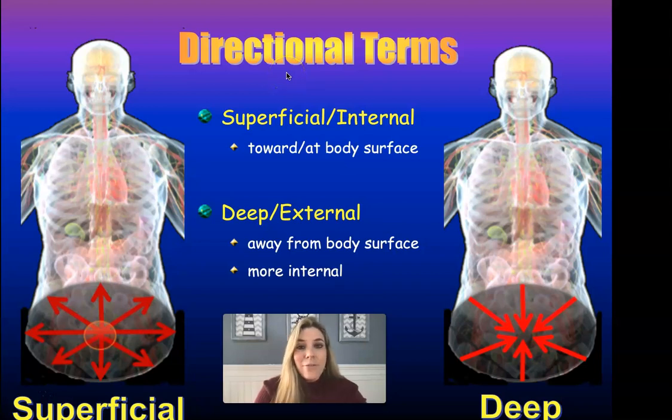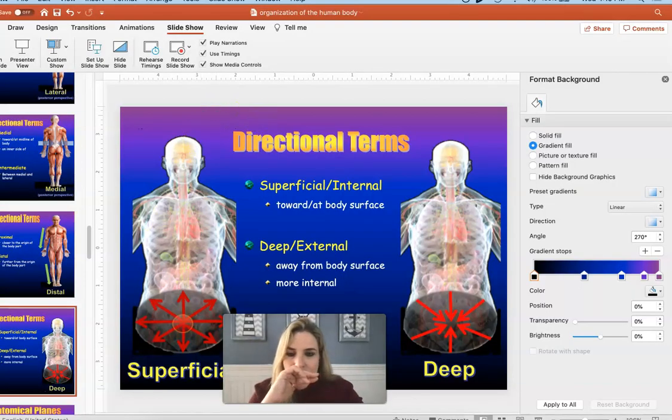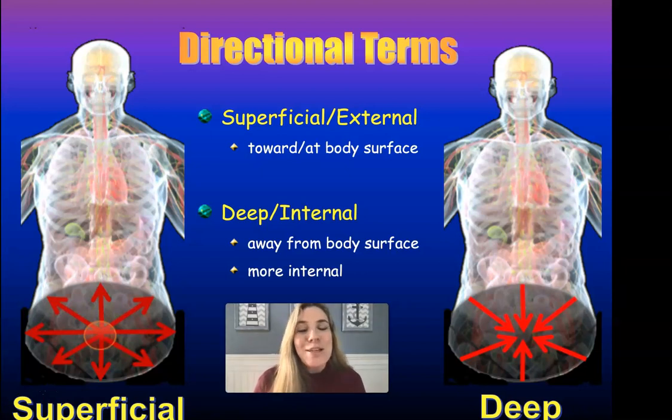And finally, we have directional terms dealing with how close something is to the surface or how deep it is. So we have superficial as the term that means toward or at the body surface. So you can look at something as how deep into the body it is or how close it is towards the surface. So two more terms that are opposites of each other. Superficial, also called external, or deep, also called internal.